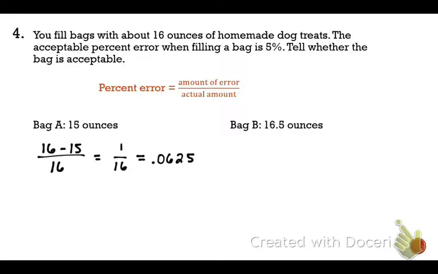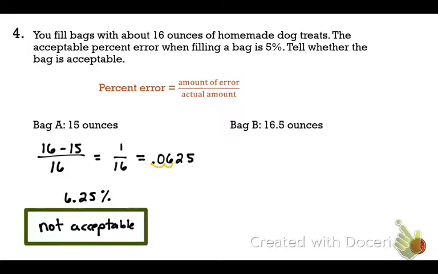How do I do that? You go 2 times to the right. 2 times to the right. Jocelyn, what's our answer? 6.25%. Class, would this be acceptable or not acceptable? Not acceptable. Why is this not acceptable? Okay, it is more than 5%. It said the greatest error that I could have is 5%, and I went above that.